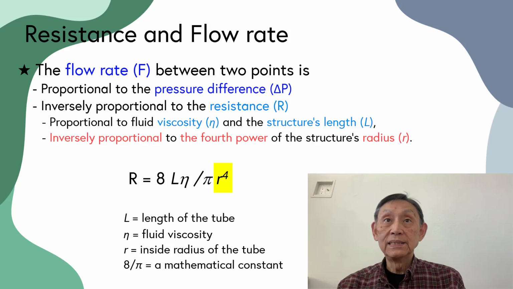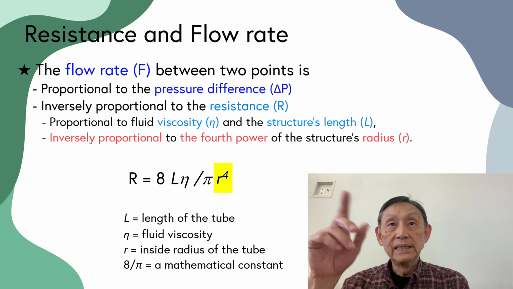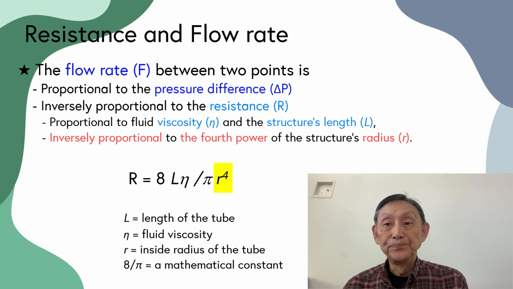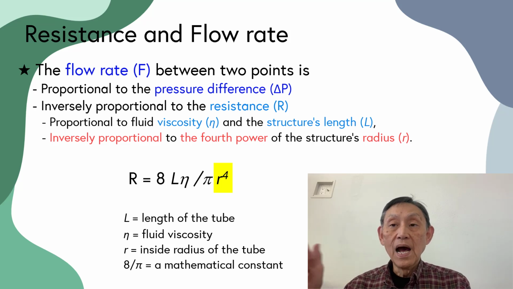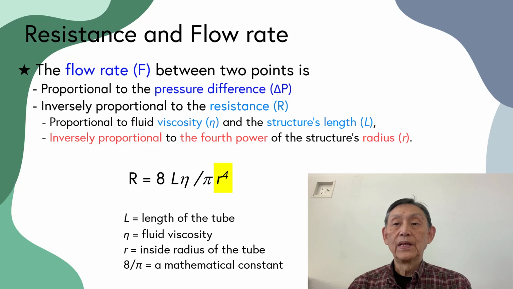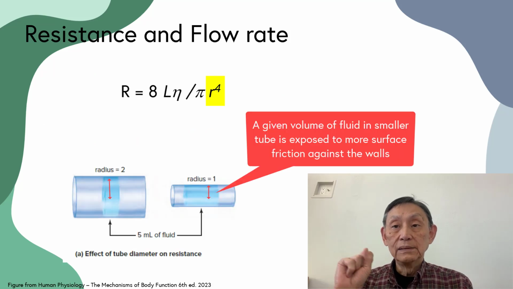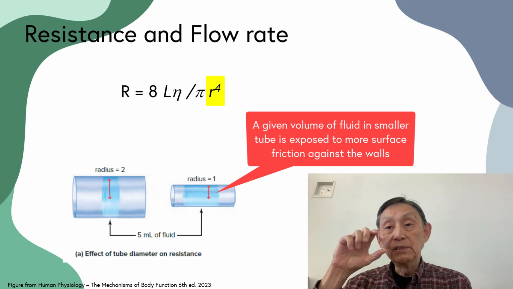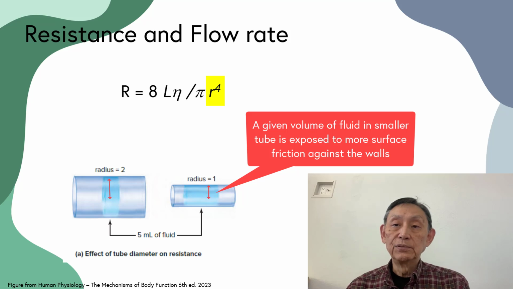The equation is similar. The number 8 is a constant. L means the length, the Greek letter eta is the fluid viscosity, and pi is a constant. R is the radius; resistance is inversely proportional to the fourth power of the radius. A little vasodilation or vasoconstriction will change the resistance to blood flow significantly.